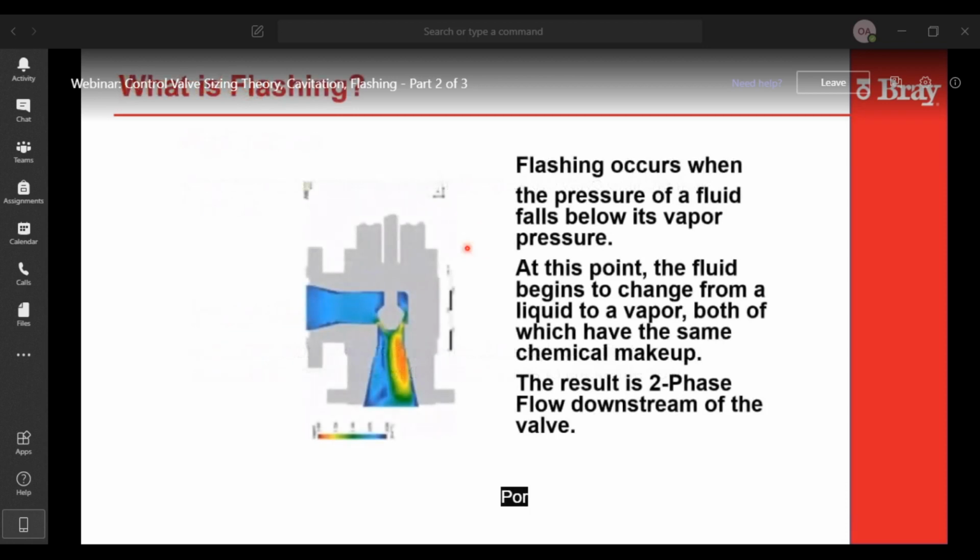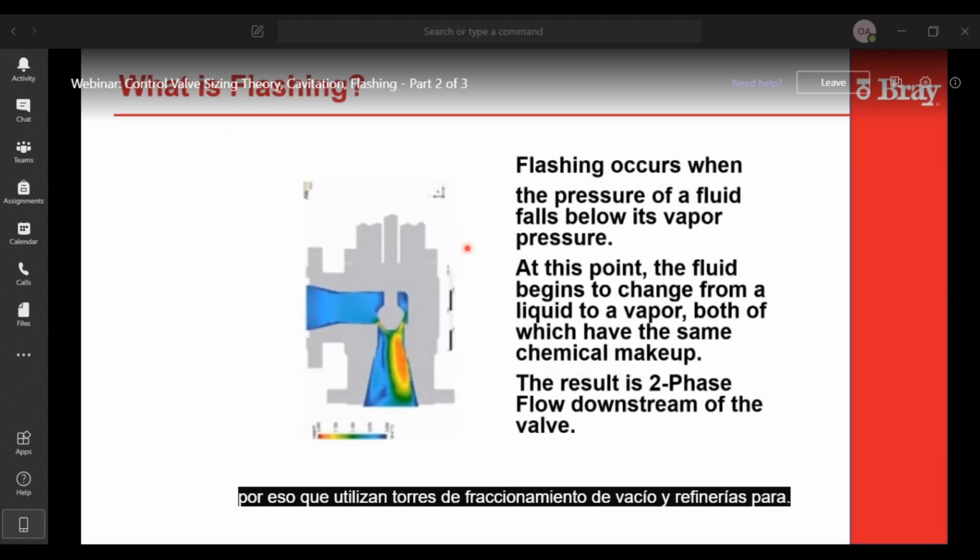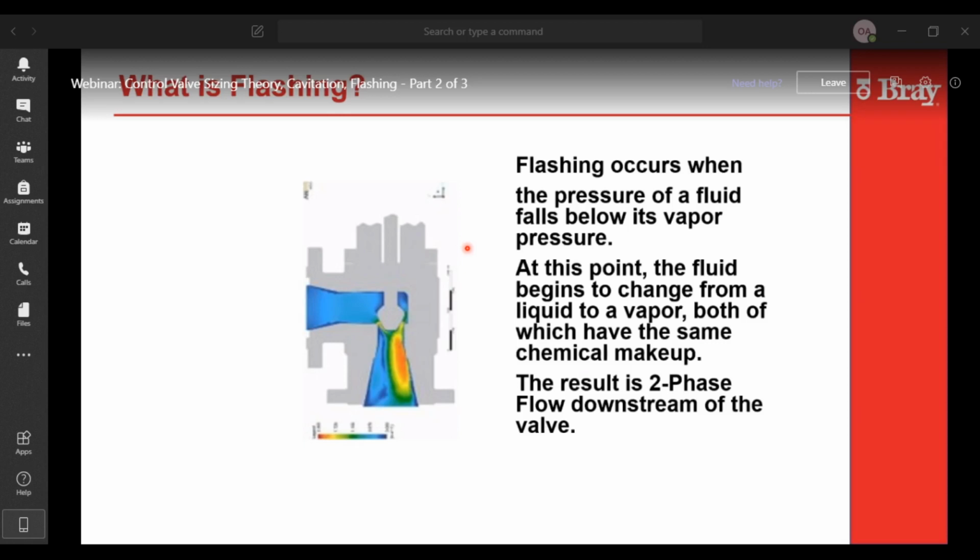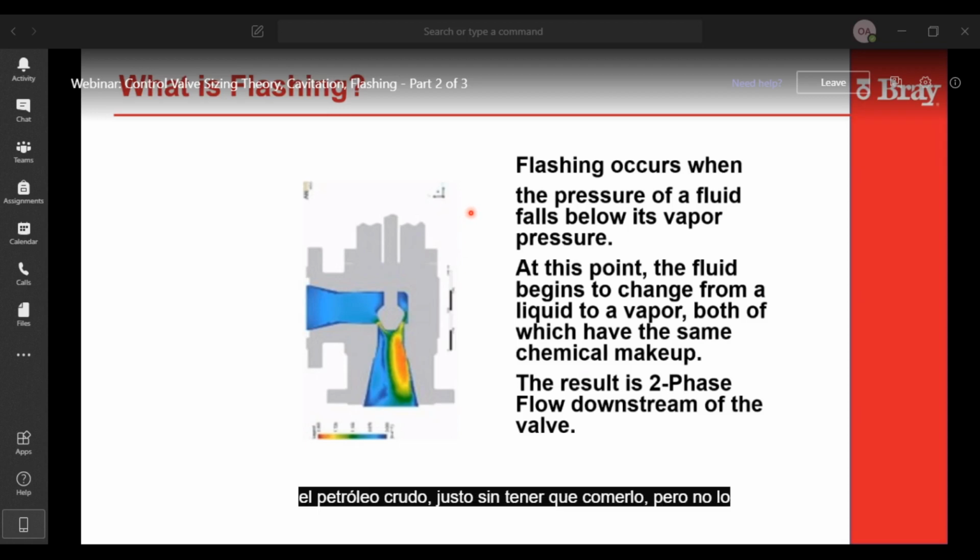That's why they use vacuum fractionation towers in refineries, in order to vaporize the gases in the crude oil without having to heat it much. Exactly, so you just drop the pressure. Yeah.